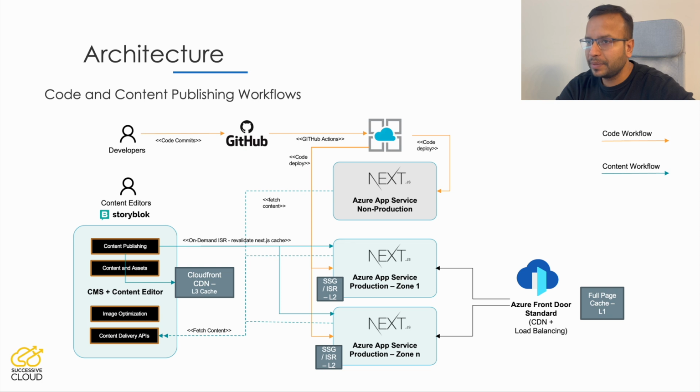and then to non-prod environments via GitHub and GitHub Actions. Then we have content editors who are uploading the content, blogs, etc. They are separately adding the content, which includes a lot of different assets, images, pictures, and video, to Storyblok. And then we have end users who are accessing the content through CDN and Front Door.